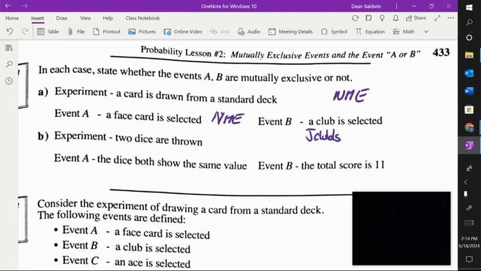All right. You roll 2 dice. The dice both show, regular dice, the same value. And then event B is the total score is 11. Can you have the same 2 numbers that add up to 11? No. So are they mutually exclusive or not? Yes. They're mutually exclusive.